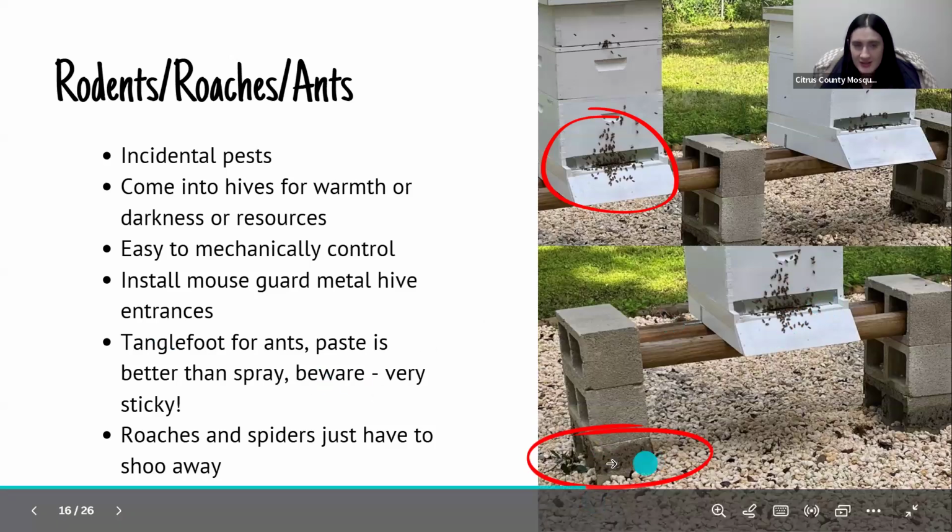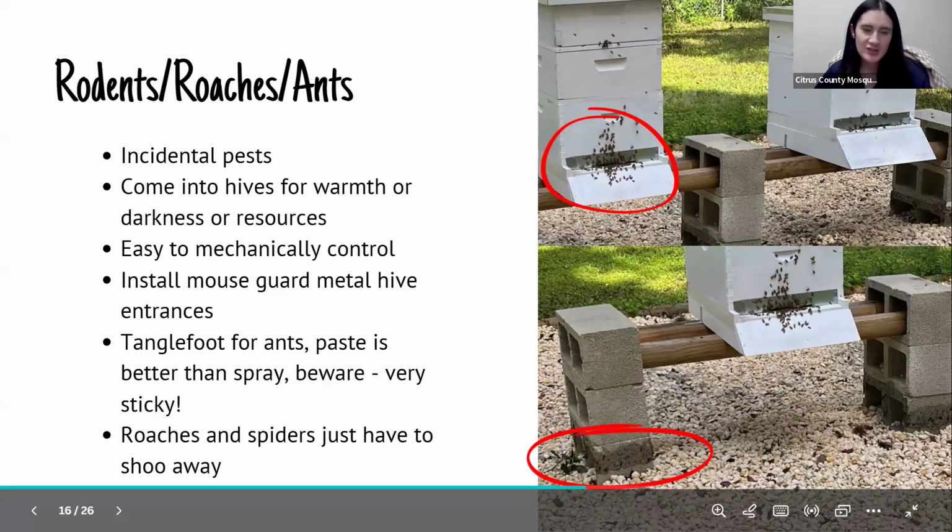Tanglefoot for ants is great. It's this sticky stuff, and we put it at the bottom of our hive stands. That way, when ants crawl up, they get caught in it and they can't make it up into our hives. So I recommend either the paste or the spray. It is very sticky, though. I will link both options in the description below. But it's really great. We have not had any problems with ants since we started using that.